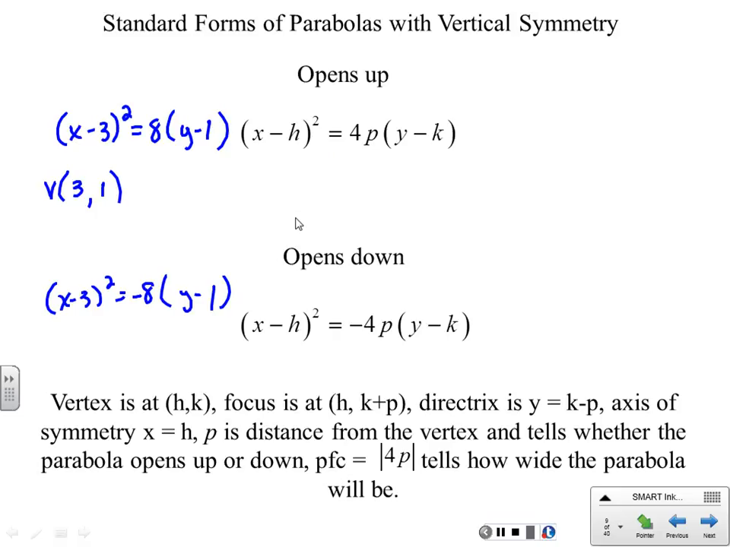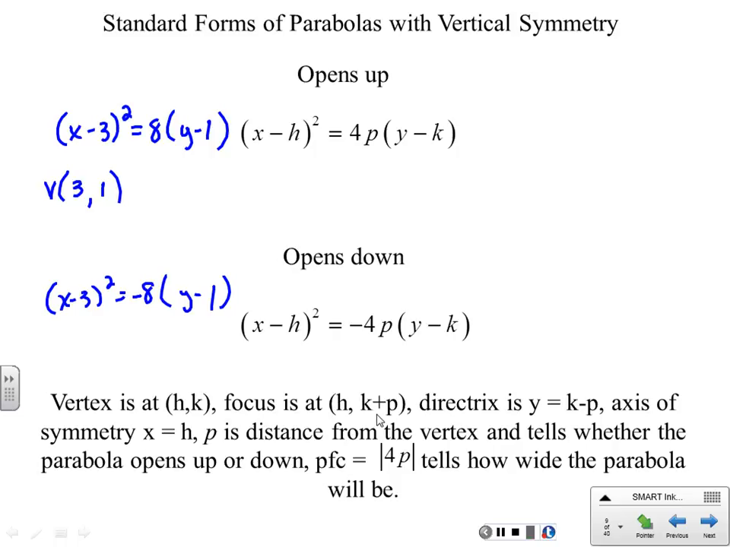So this one's pretty straightforward. Okay? Remember, H always goes with X. Because look, in your standard form, they're separated, whereas in the circle they were together. They were on the same side. But here, they're separated. H always goes with X. Wherever X is, there's H. Wherever K is, there's Y. They always go together. So that's your H and your K.